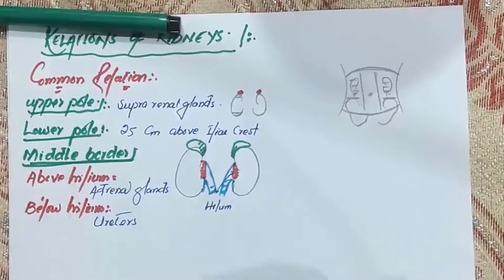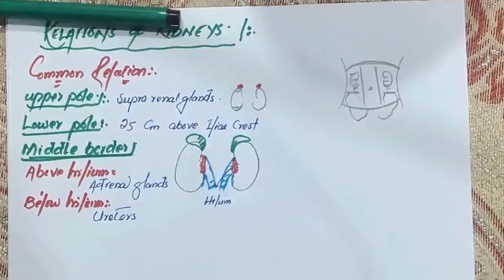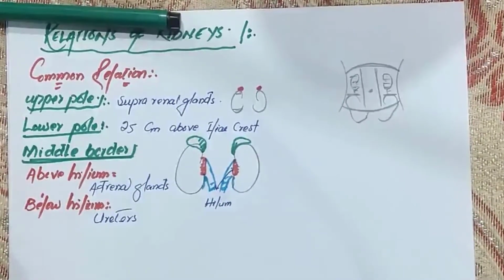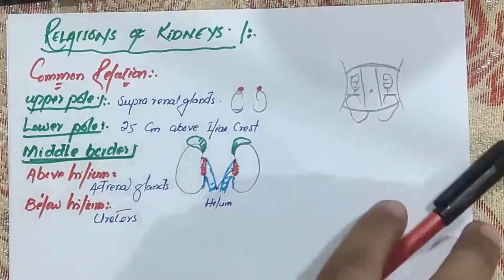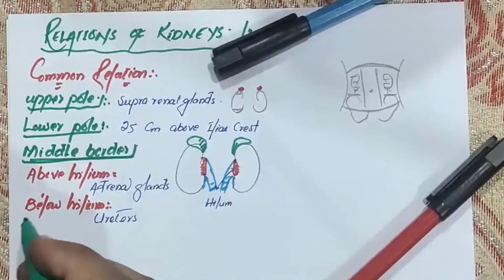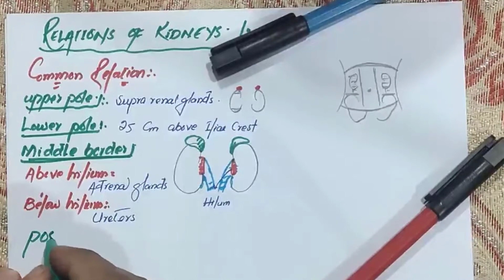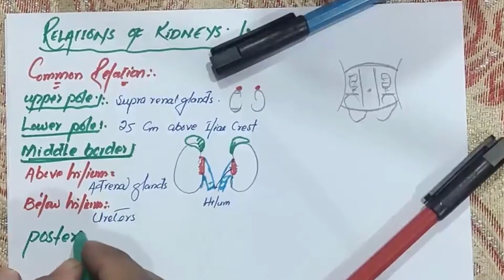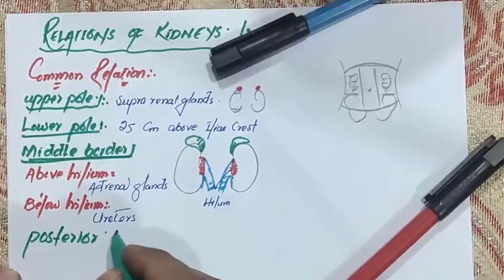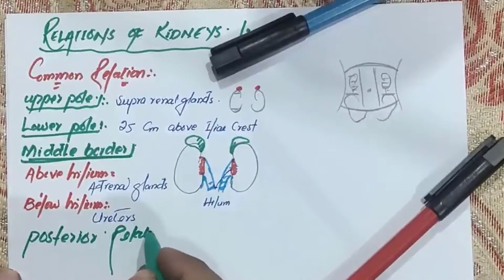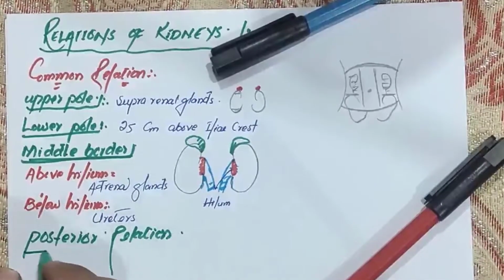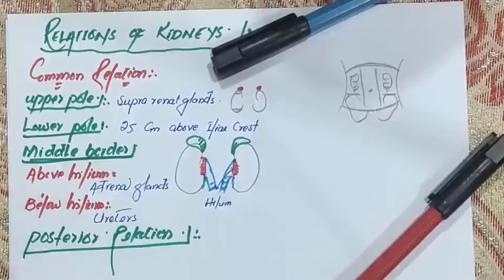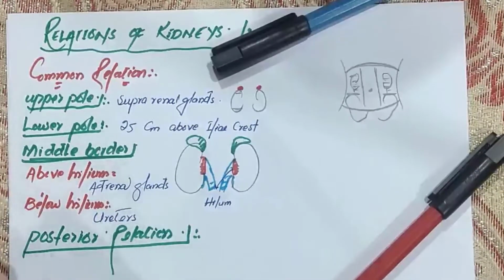Ureters, you can see the relations. Okay friends, now what are the posterior common relations? We are talking about common relations. So on the posterior side, what are the common features? The posterior relations which are common for both of your kidneys. Now what are those relations?